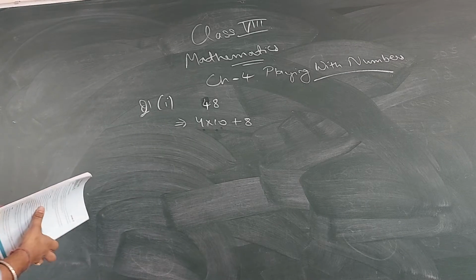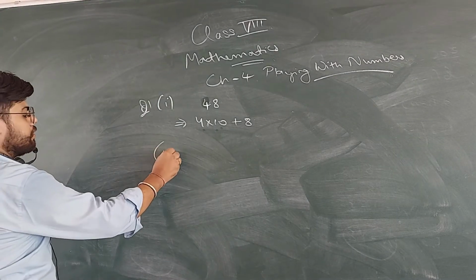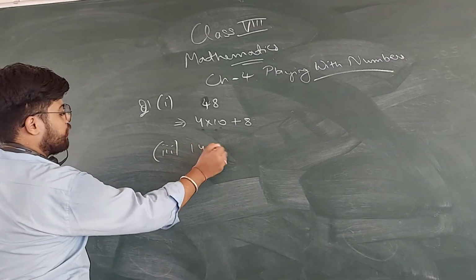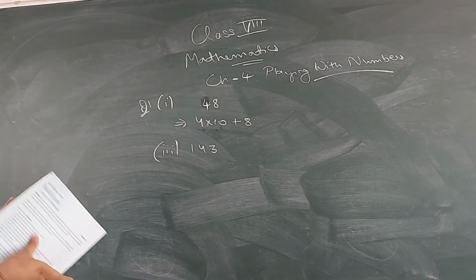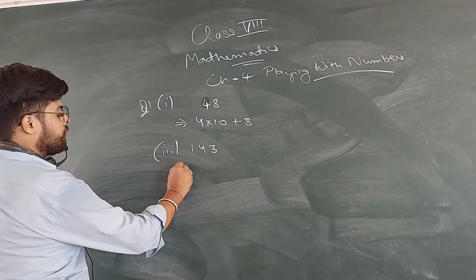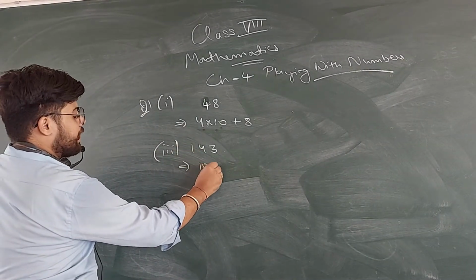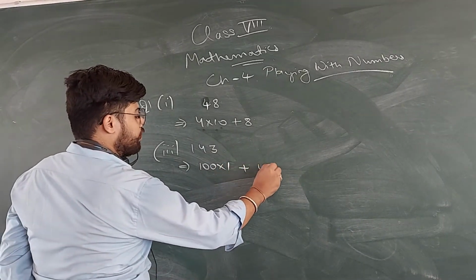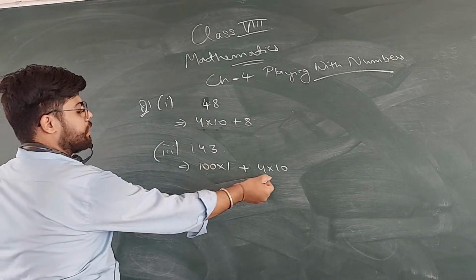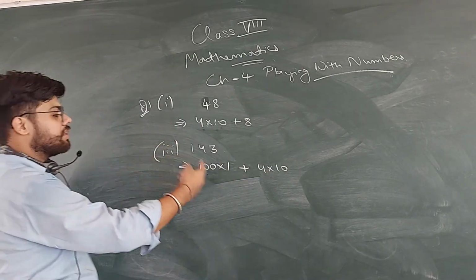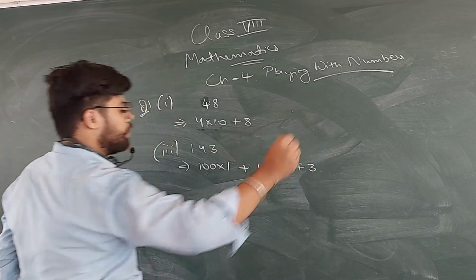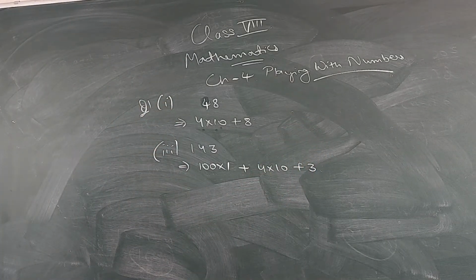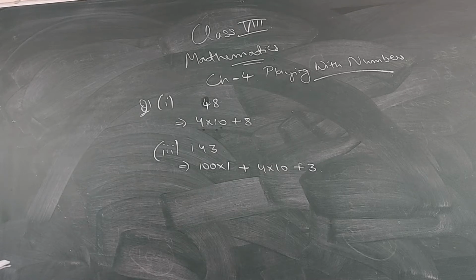Then the C part, the third part, is 143. If you go for this one, first we want 100. So I can write 100 into 1 is 100, plus 4 into 10 is 40. So 100 plus 40 is 140. Now we want 3 more, so plus 3. This is the answer for 143. Same as it is, you can do for 509, the D part.